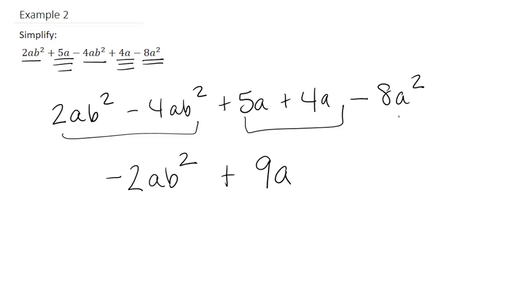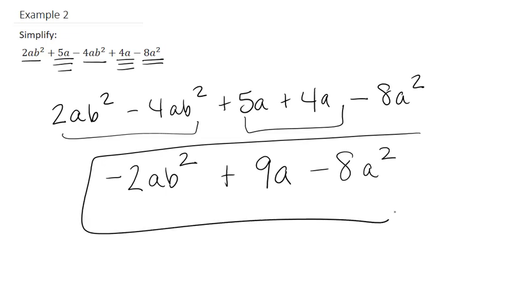Then we only have a squared, only one term of that. So we're just going to leave it as is, so it's minus 8a squared. So this is our simplified solution.